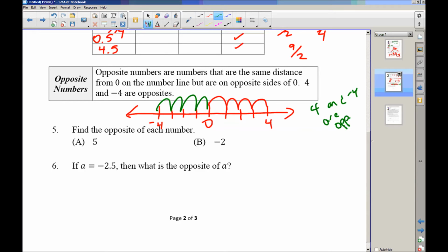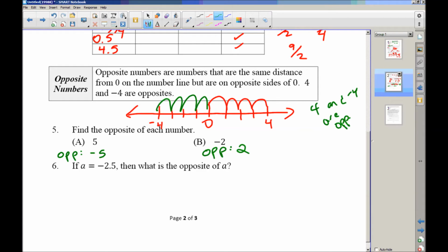Okay? Find the opposite of each number. Well, 5 steps to the left of 0 would be negative 5. So this guy's its opposite. Please don't put equals between these because 5 and negative 5 are definitely not equal to each other. The opposite of negative 2 is positive 2. So please don't put equals there.